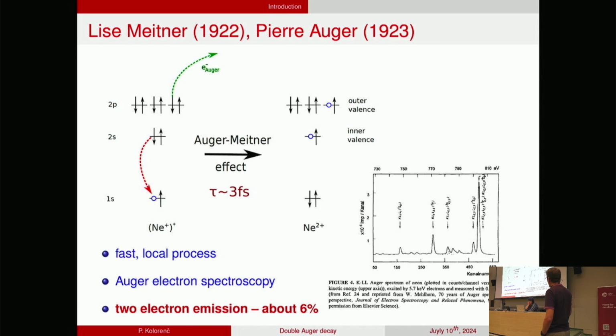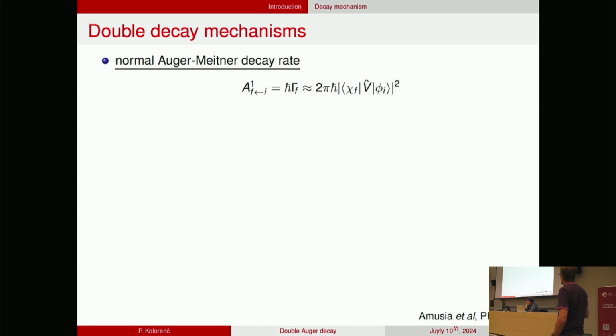Specifically for neon, you will find out that in about 6% of events, 2 electrons will be emitted into the continuum. And here there is even enough energy for 3 electron emission, but that's not what I want to talk about. So what is the mechanism of this 2 electron emission?